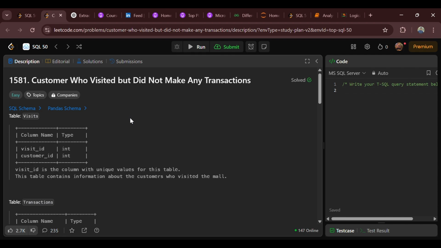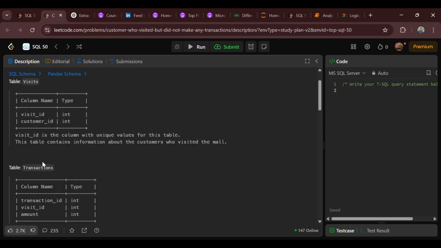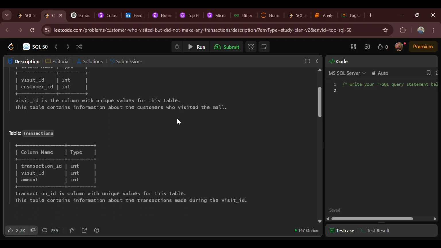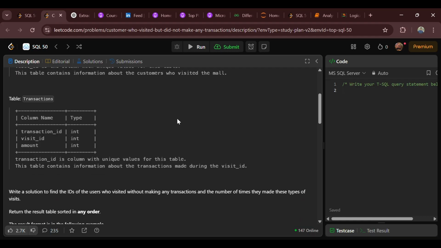Right? So let's start. We have two tables in total. One is the widget table, another is the transaction table, and some columns are here, like widget ID, customer ID, and for the transaction table, transaction ID, widget ID, and amounts are there, right?